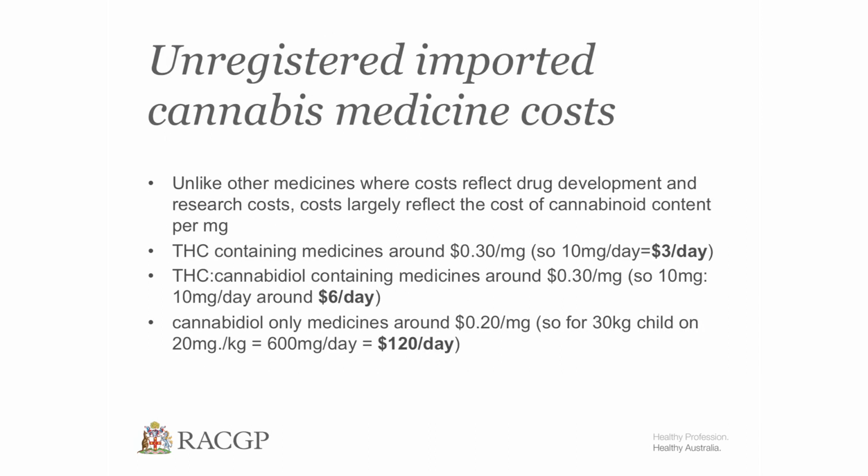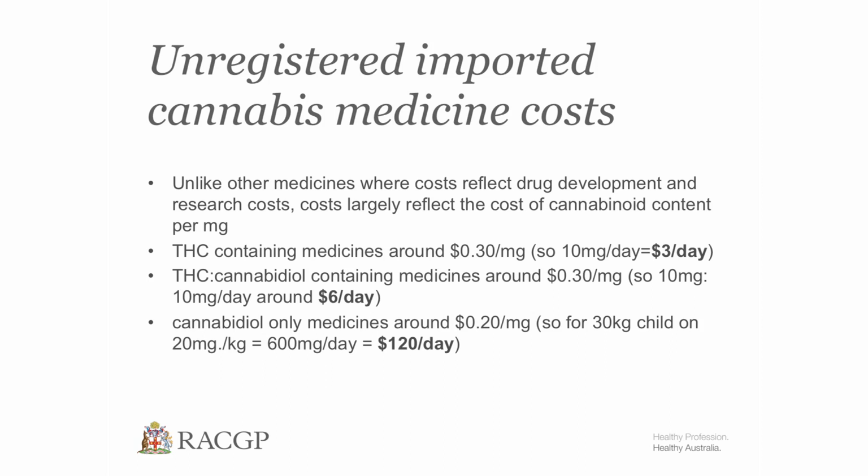So one of the things that we often hear about is how much the imported cannabis medicine costs. Unlike a lot of other medicines where you're paying for a lot of the research and development, here a lot of the medicines are actually priced at how much cannabinoid per dose you're getting. So basically, if you've got a 10 milligram dose, you're usually paying about 30 cents per milligram for THC containing medicines. So your patient, if they're on a 10 milligram a day dose, would be paying about $3 a day. If, however, they had a THC to CBD medicine where they were using 10 milligrams to 10 milligrams a day, it would be about $6 a day.